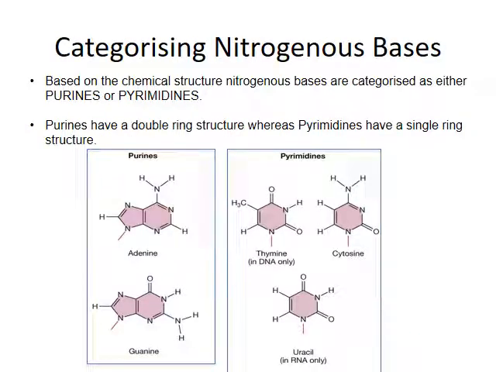What this slide's showing you here is that, as I said before, we've got our bases: adenine, guanine, thymine, cytosine, and you can see uracil down here. That one's only in RNA.